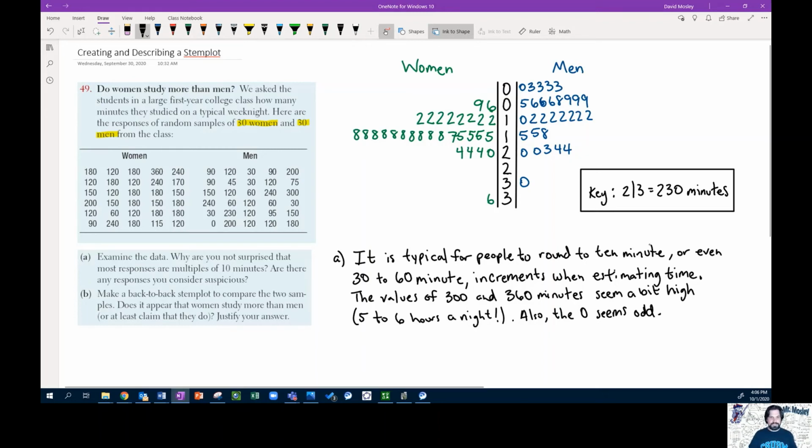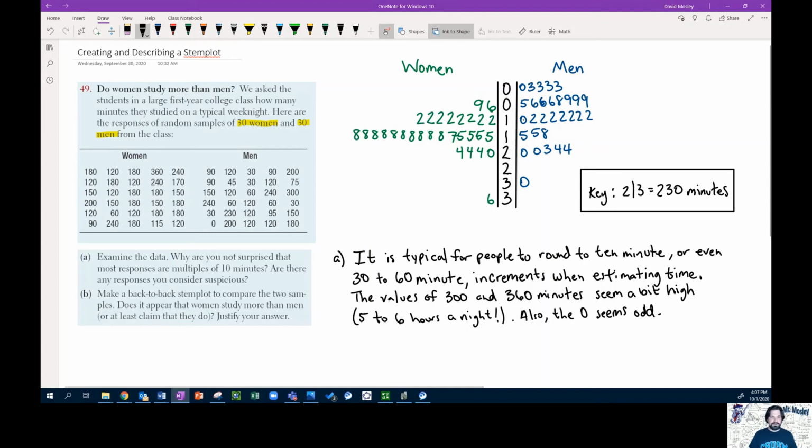All right, and in our key it says that 2, 3, so the 2 here, the 3, equals 230 minutes. So basically you make the number and then multiply by 10. And that's how this stem and leaf plot is working. Right? So in the first entry here at 0, 0 minutes. 0, 3 is 3 times 10 is 30 minutes. 30 minutes, 30 minutes, 30 minutes. 50, 0, 5, right? 50 minutes, 60, 60, 60, 80, 90, 90, 90, right?